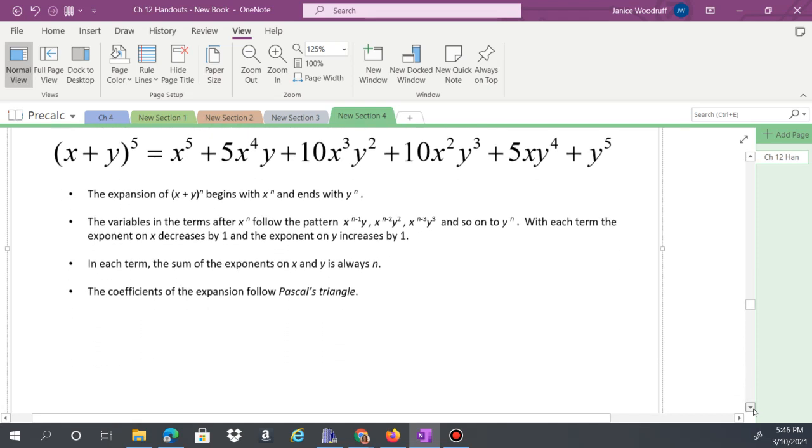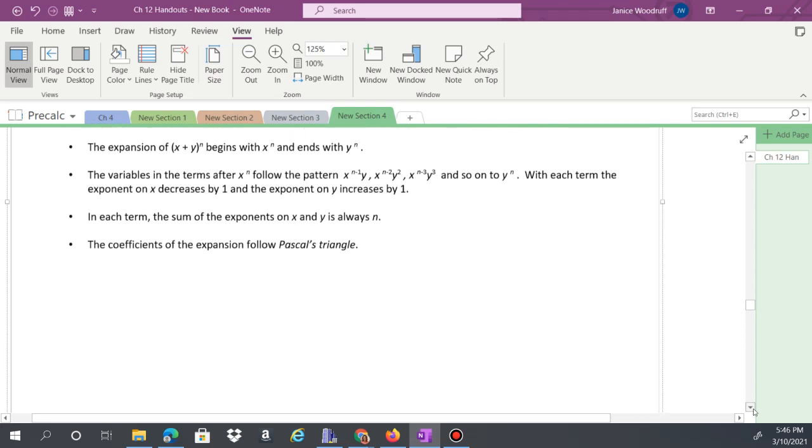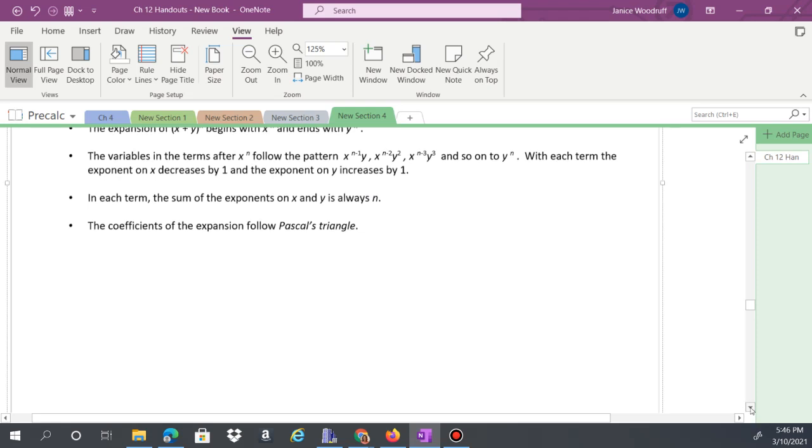So here's the pattern. The expansion begins with an x to the power that you're expanding and ends with y to that power. The variables follow this pattern where the x is going to descend and the y is going to ascend, or the first term and second term. The exponents on the first term descend, the exponents on the second term ascend. The sum of the exponents is always going to be n when we add them together.